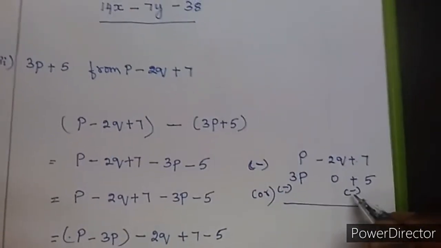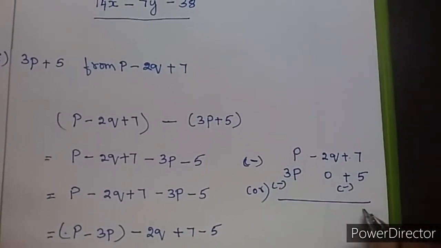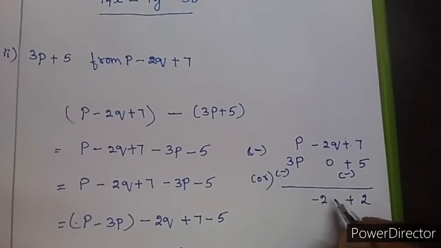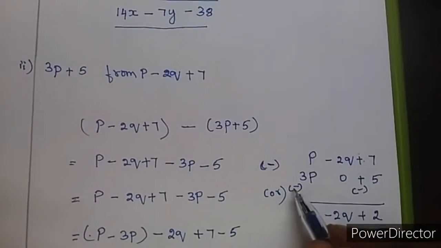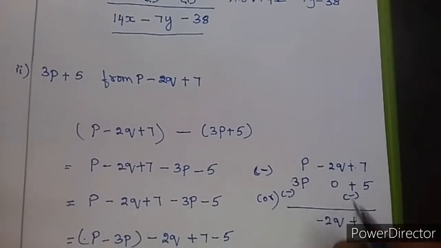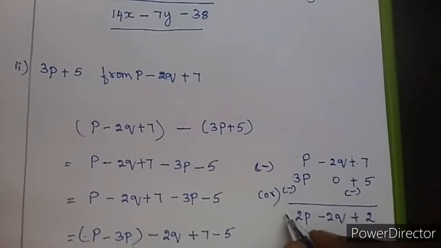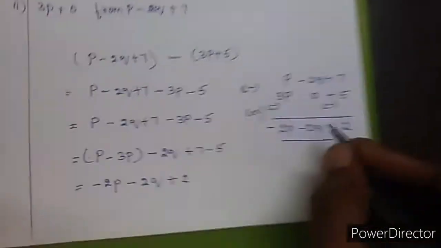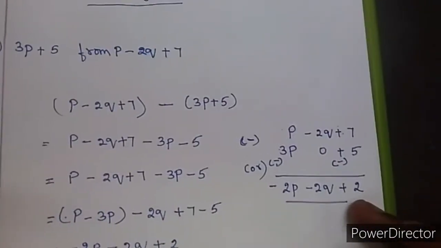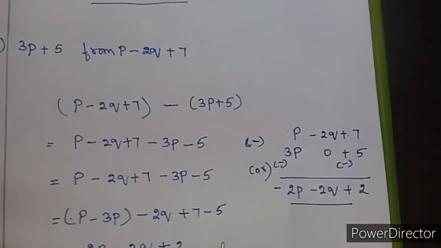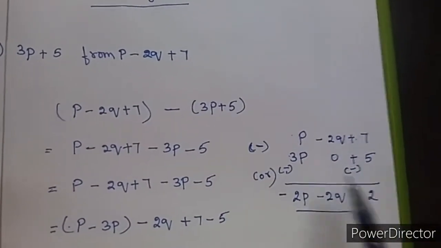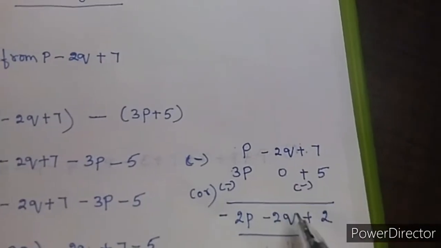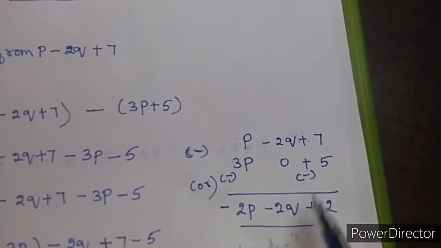Plus into minus, minus we have to do. 7 minus 5, 2. Which number is greater? Plus. Now get down this minus 2Q. Now here plus into minus, we have to subtract these two numbers. 3 minus 1, 2P. Which number is greater? Minus. That is 3, and the sign for that is minus. Both the answers are the same, which is easy. You can follow, students, but don't forget to change the sign while you follow this method to do the subtraction of the given expressions.